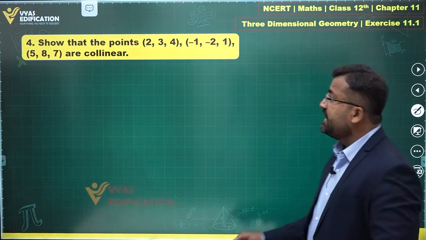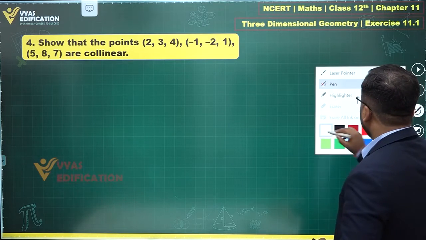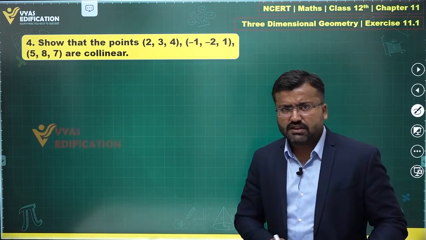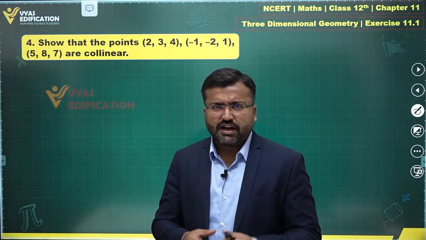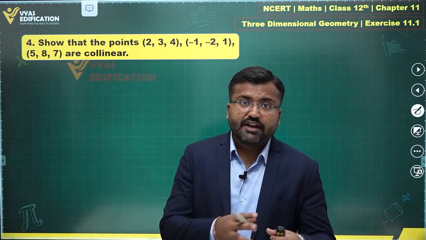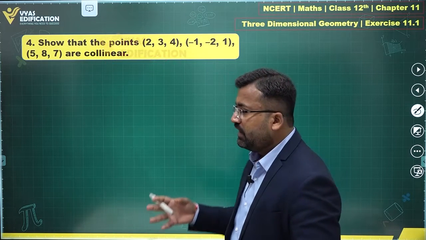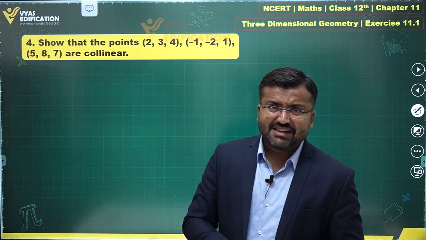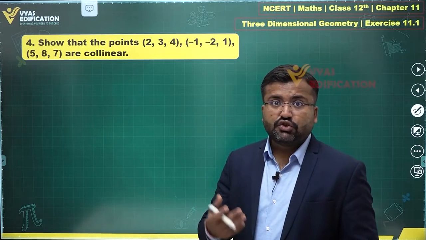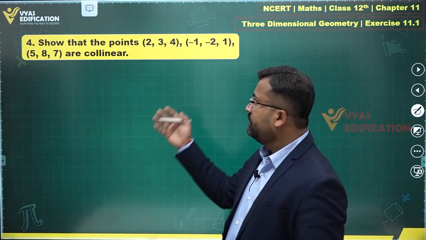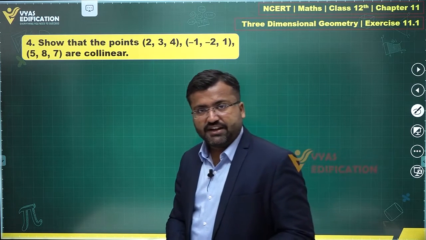Question number 4 says, show that these points are collinear. How can you show that these 3 points are collinear? Now direction ratios are similar to the idea of slope that you have in 2-dimensional geometry. When we say that these 3 points have to be proven collinear, one of the simplest approaches is to find the direction ratios of the first 2 points and the next 2 points, right?